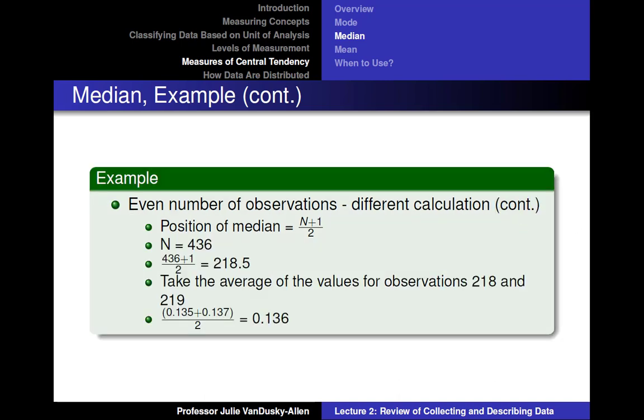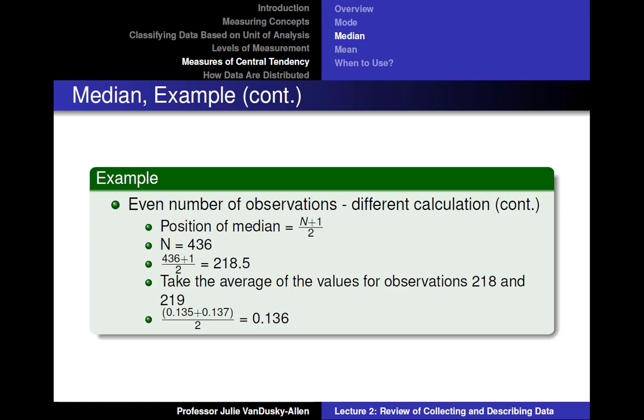So let's say we have a common space variable with 436 observations. We would run the same calculation as before. The position of the median when you have an even number of observations is equal to the number of observations plus 1, and that value divided by 2. We get a number with 0.5 at the end.